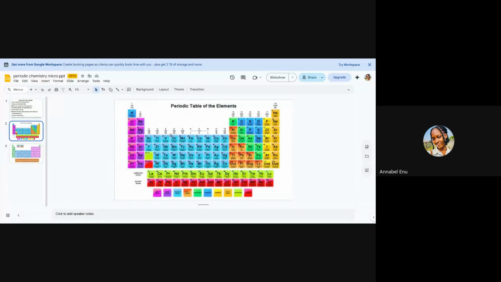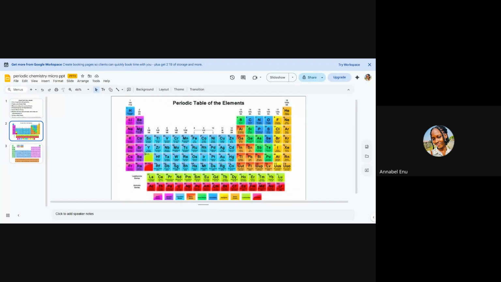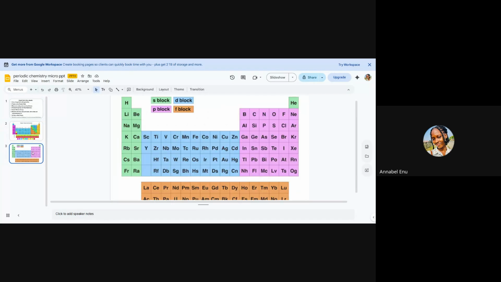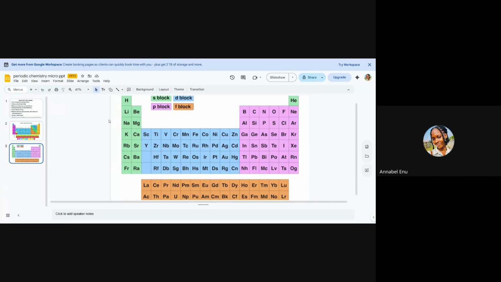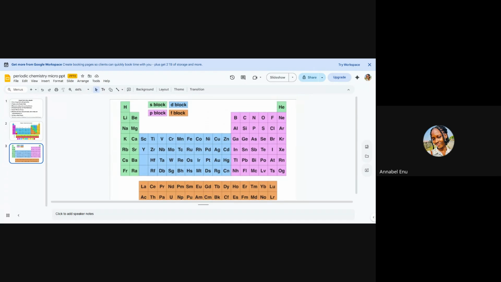Okay, so we have a periodic table here. I don't know if you can see the table. If it's visible enough to you, let me know. Is everyone able to see this periodic table? Okay.